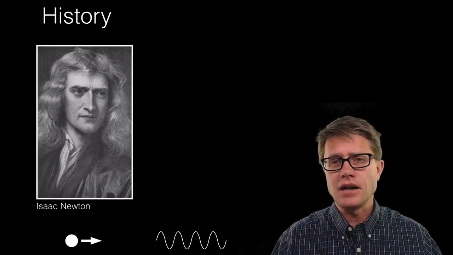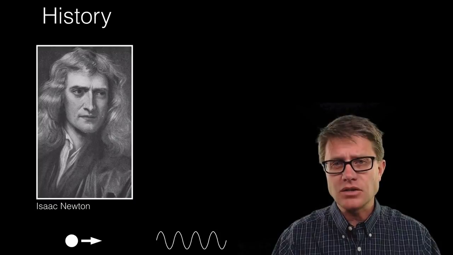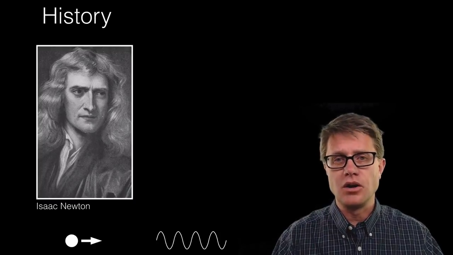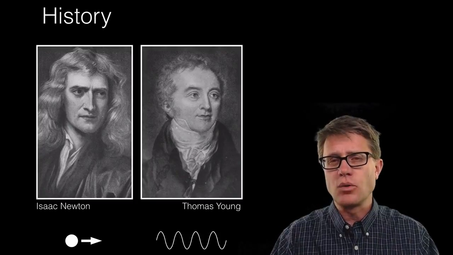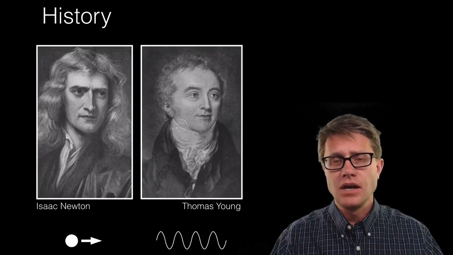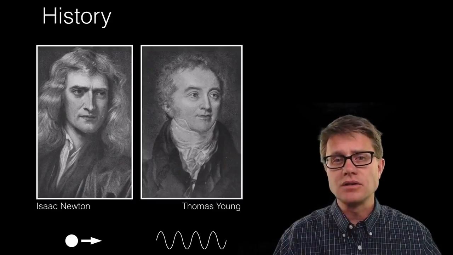Let me give you a little bit of history. The first person to tackle this issue was Isaac Newton, and he thought that light traveled in these small microscopic corpuscles, or small particles. And then Thomas Young looked at that evidence, gathered more evidence, and said that they're waves. And so scientists looked at this for hundreds of years.